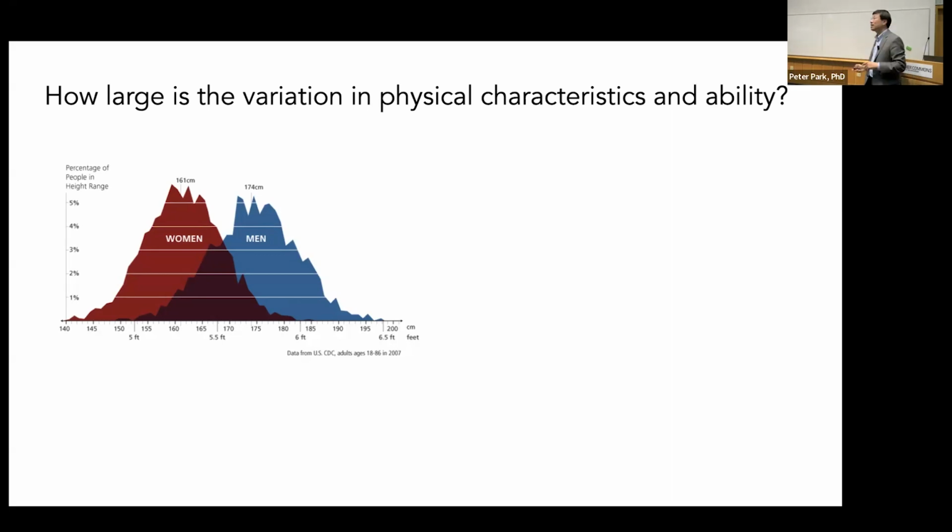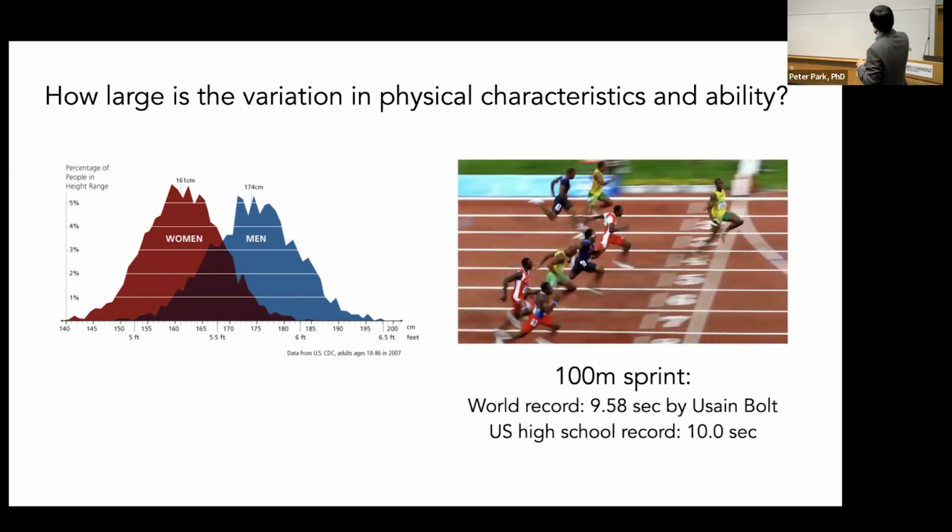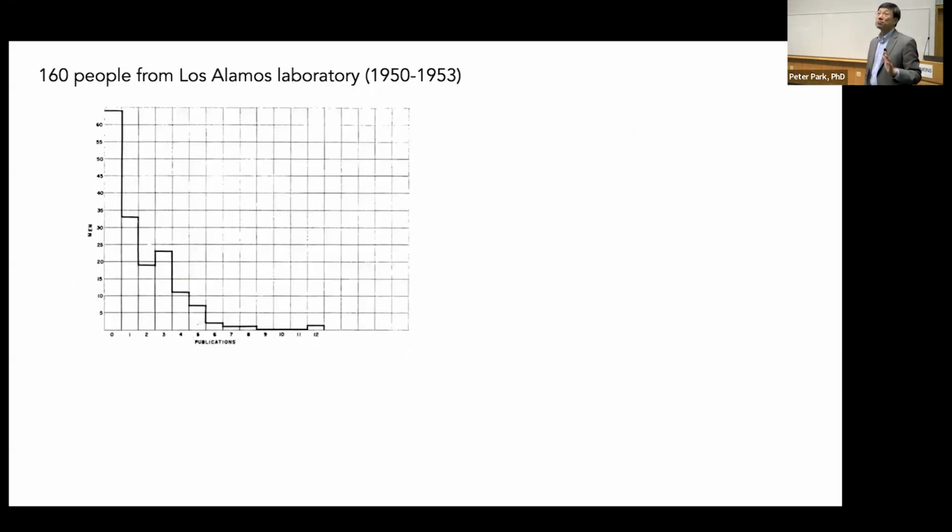There's a range, right? Racing, I looked up some times, 100-meter sprint. I mean, we're talking about the best runners, right? We're talking 0.1, 0.01 second differences, right? Our physical characteristics do not vary as much. But somehow, research productivity varies, right?